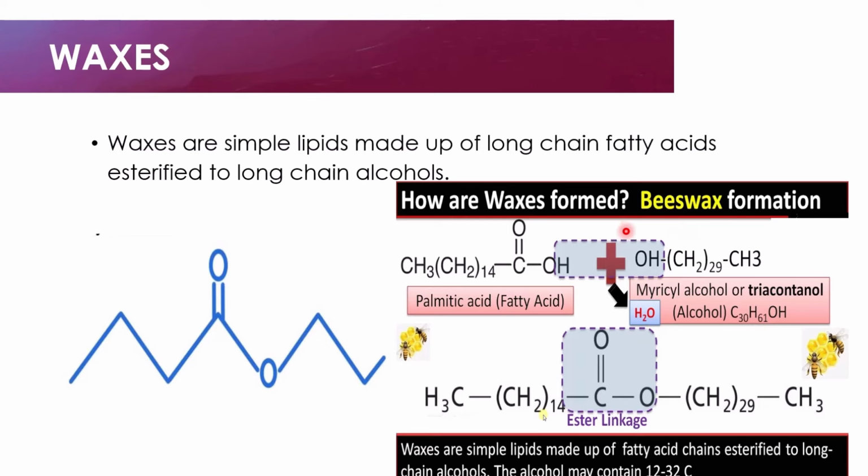In wax formation, a long-chain fatty acid like palmitic acid is esterified to myricyl alcohol or triacontanol, which is a long-chain alcohol. As you can see from this reaction, this is our palmitic acid, a long-chain fatty acid, reacting with the myricyl alcohol, which is also a long-chain alcohol, to form an ester linkage over here. This is just the structure of the wax.